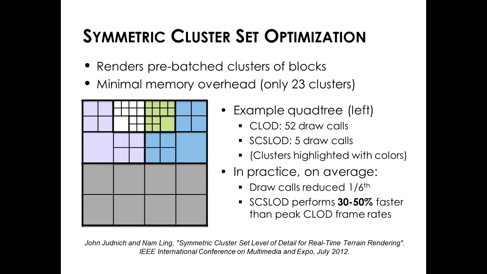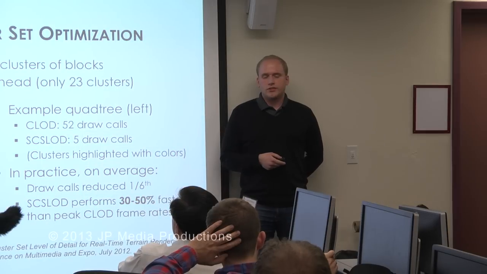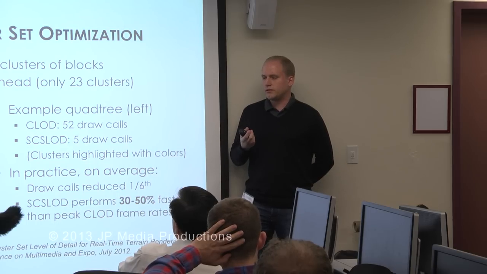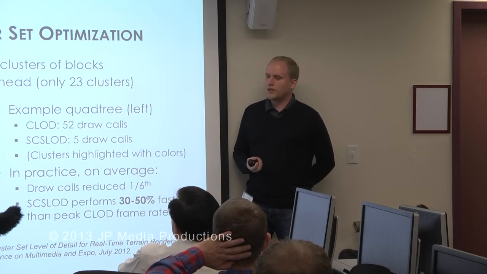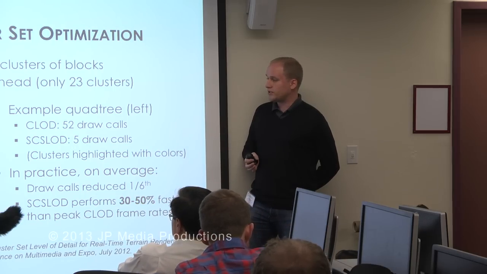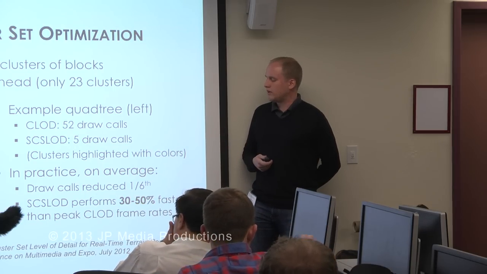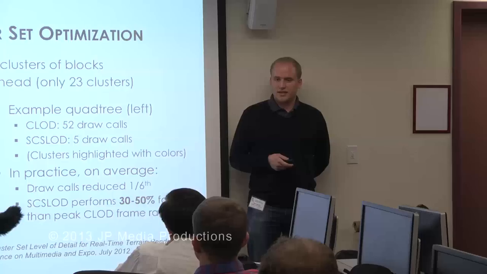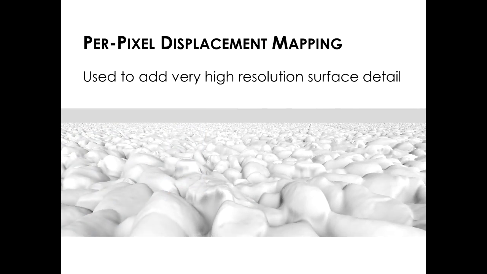I don't have time to explain this technique in full detail, but the overview is that if you know the math, this uses symmetric 3 colorings of the dihedral group D4 to cluster leaf nodes of the quad tree. And in doing so, those clusterings can be used to form any quad tree with a much reduced draw call. And the overall performance improvement of this particular algorithm is 30 to 50% faster than anything else.